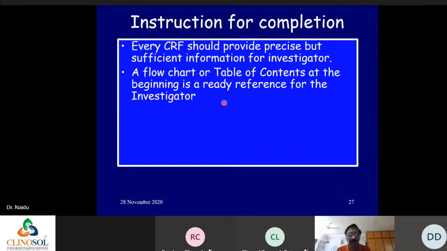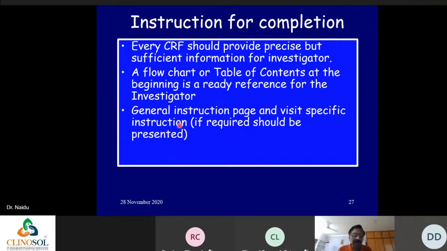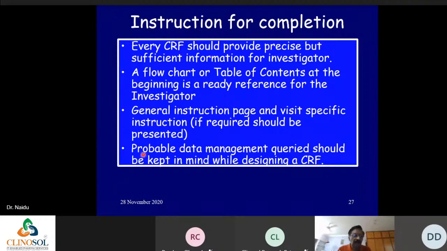So if the investigator wants to check a particular thing, immediately he can go to the index table and check, okay, on page number such and such this thing is there, and he goes to that page and refers. General instructions on the page and visit-specific instructions, if required, should also be presented. So on a particular page, if some specific instruction is required, it should be written at the bottom. Probable data management queries should also be kept in mind while designing a case record form.